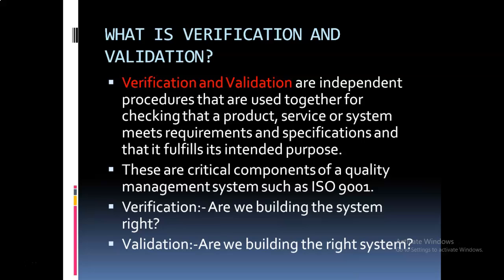These are critical components of a quality management system such as ISO 9001. So verification and validation work in ISO, which means International Organization for Standardization 9001. They work in the ISO standard. Verification means are we building the system right, while validation means are we building the right system. Means in verification we check whether all the given parameters meet the required specification or not. And in validation, are we building the right system, means our process or our product will meet the customer requirement or not, means what the customer wants and when they want.